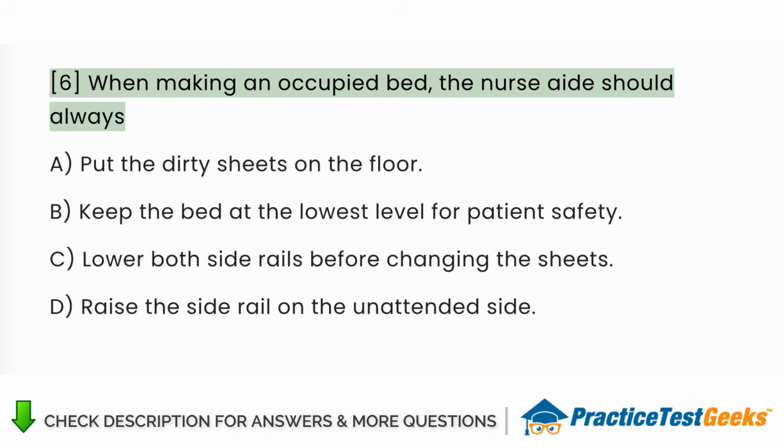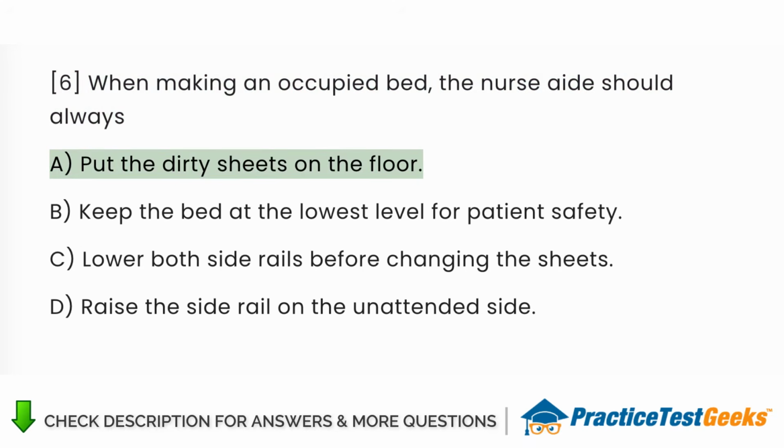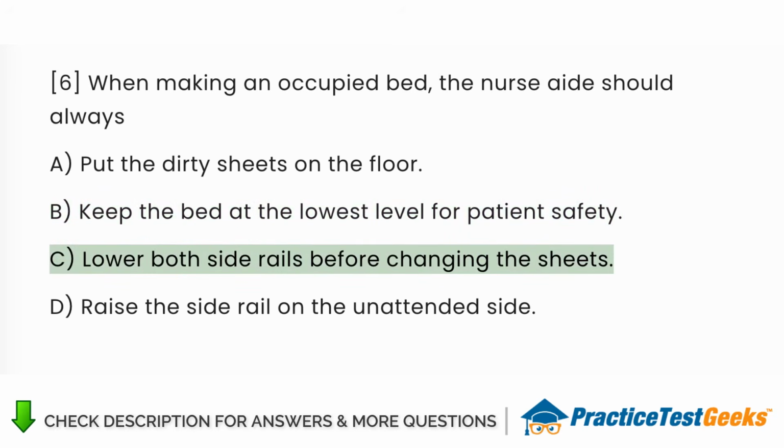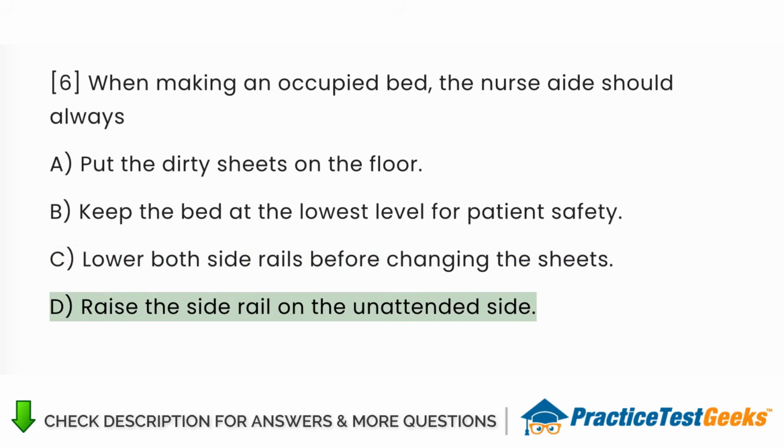When making an occupied bed, the nurse aide should always A. Put the dirty sheets on the floor. B. Keep the bed at the lowest level for patient safety. C. Lower both side rails before changing the sheets. D. Raise the side rail on the unattended side.